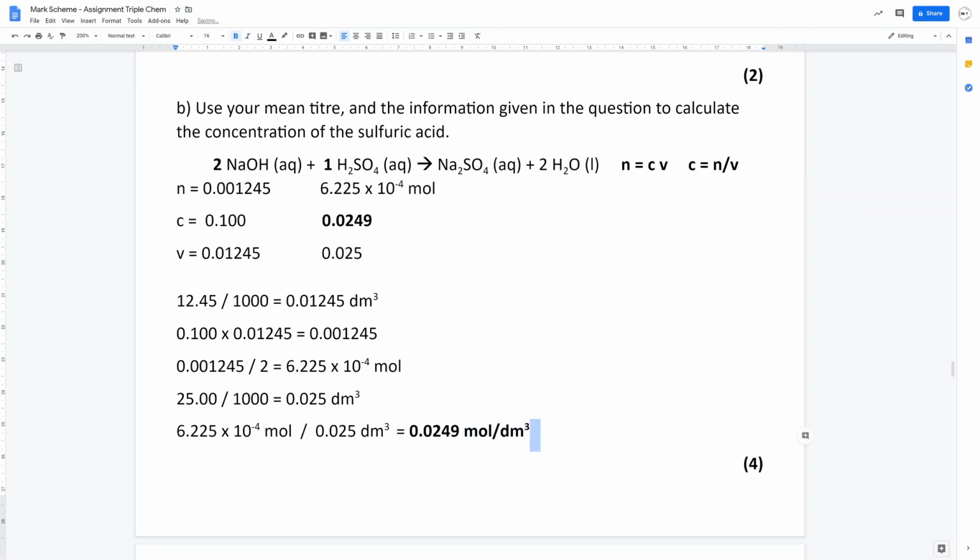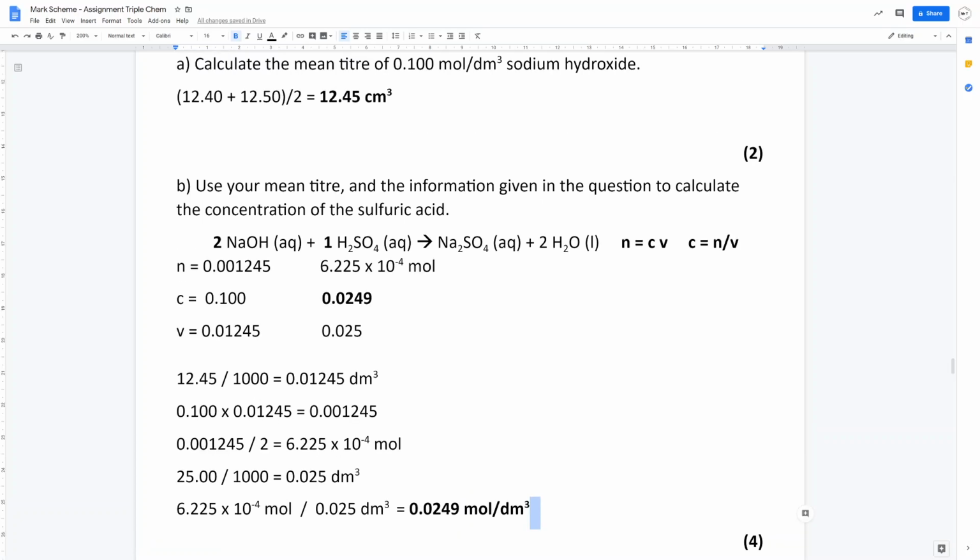Okay, so just to recap, we wrote in what we knew about each in terms of n, C and V. Then we calculated the number of moles of the sodium hydroxide using our mean titre. We then divided by 2 to get the number of moles of sulfuric acid, and then we divided moles by volume. Moles over volume equals concentration, and we've got our concentration there. Okay?